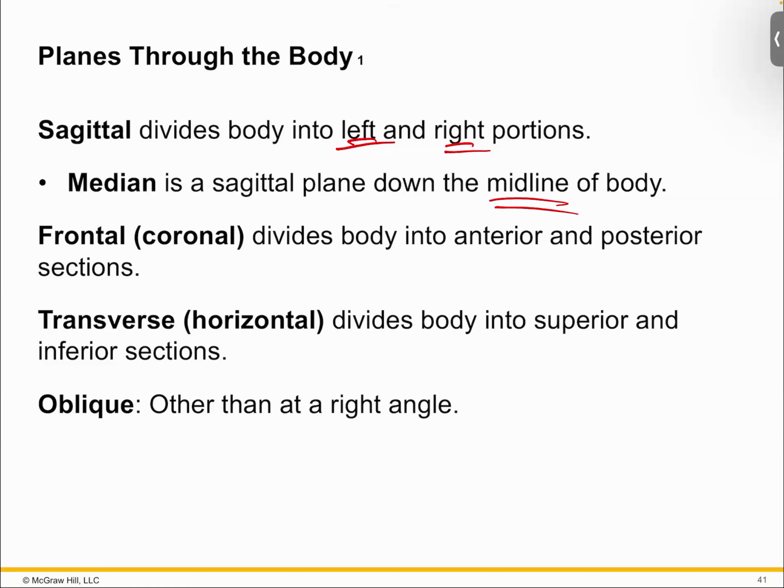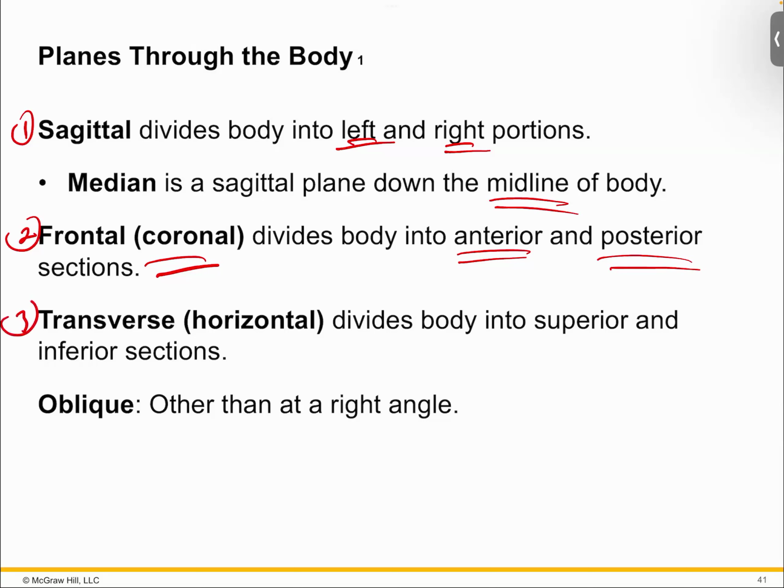Now the frontal is a little bit different. So you're going to turn this 90 degrees. And in this case, you're going to cut the body into anterior and posterior. This is oftentimes called the coronal. So you can think of the corona of the sun, kind of like a little halo. So if you cut from ear to ear over the top, that would be a coronal cut. So you're creating a front and a back aspect, the anterior posterior aspect.